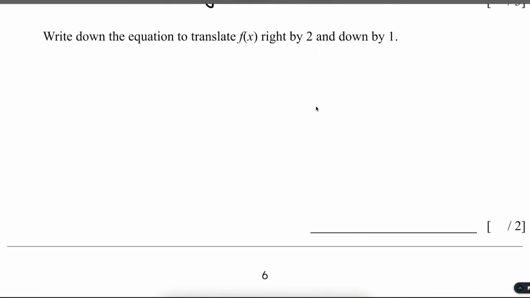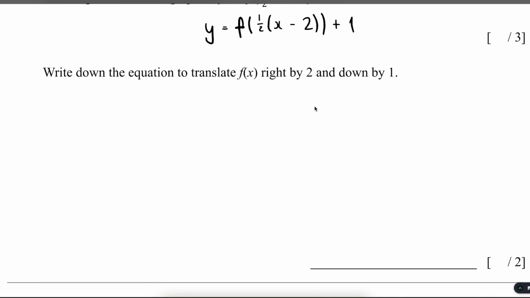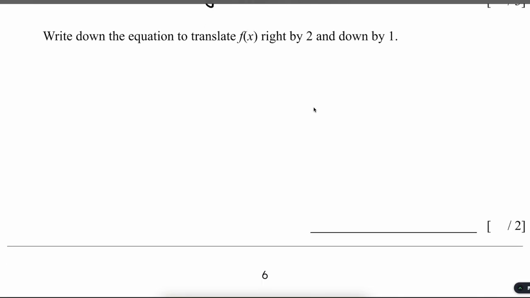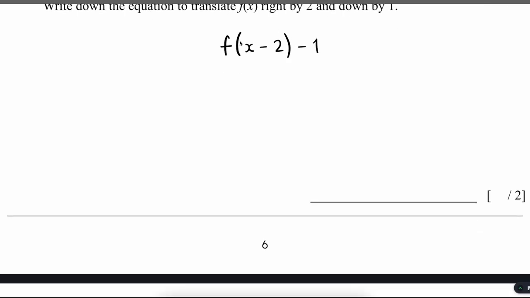Write down the equation to translate f of x right by 2 and down by 1. This is just a simple translation. So right by 2, we're going to go inside the bracket because it's the x-axis we're dealing with. So we want to turn it right, so that's going to increase x by 2, but because it's inside the bracket, it's going to do the opposite, so we're going to do minus 2. And then down by 1, so we're going to subtract 1.